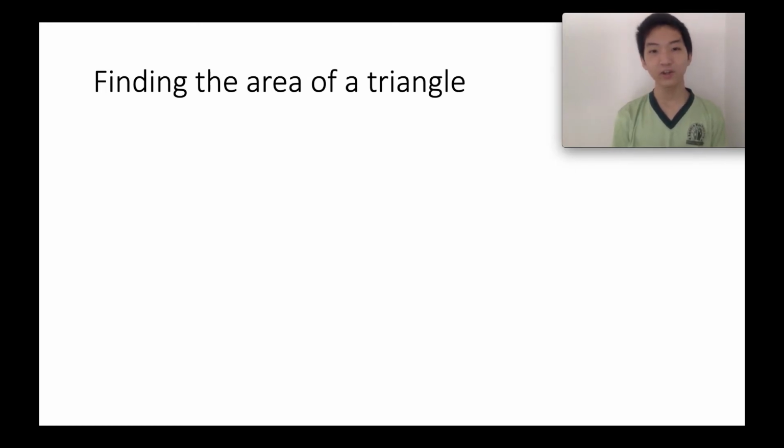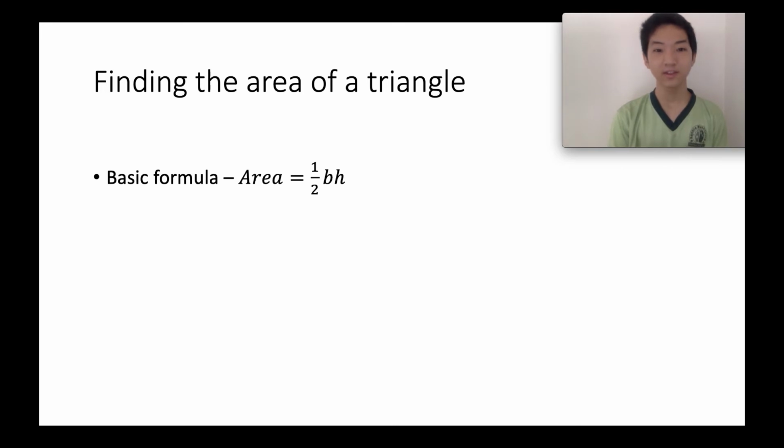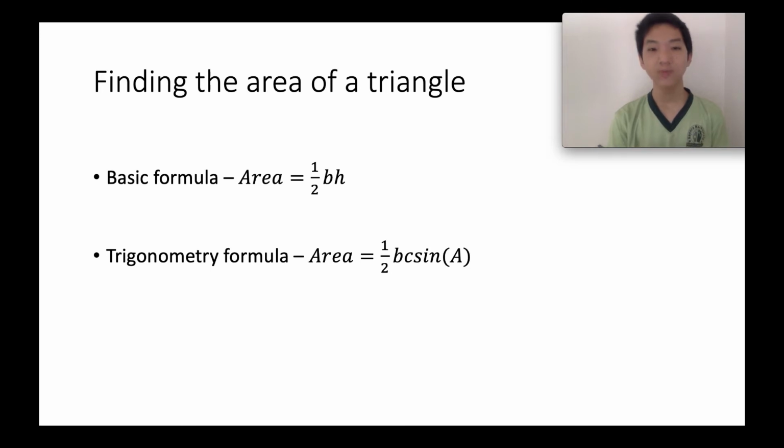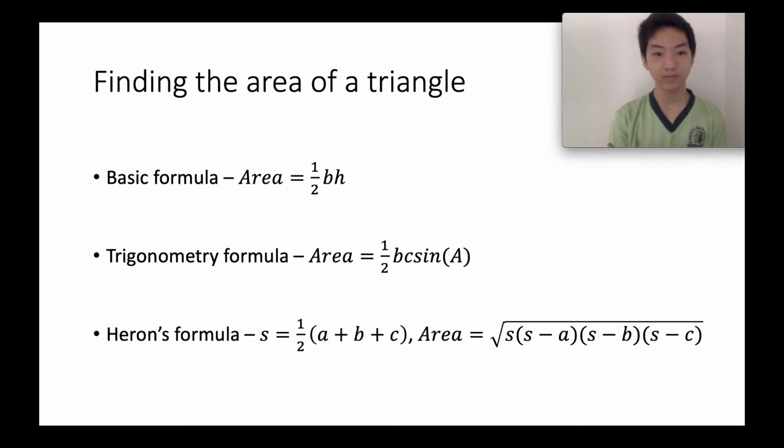Okay, so let's get started on our math topics. The first thing I'll be going over is finding the area of a triangle. The basic formula is area equals 1/2 base times height. There is also a trigonometry formula, which is area equals 1/2 BC sine A. And lastly, there's Heron's formula, where S is the semiperimeter, equal to 1/2 times A plus B plus C, and the area of the triangle is the square root of S times S minus A times S minus B times S minus C.